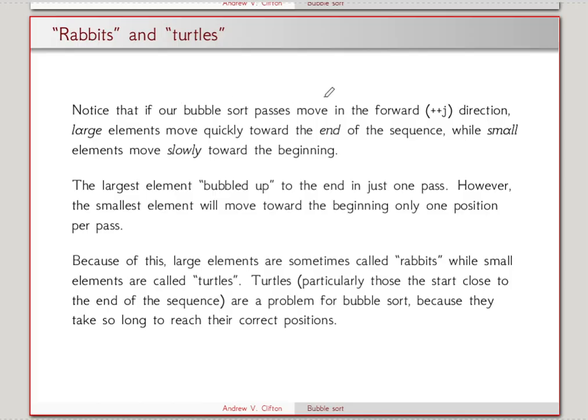One thing to notice is that if our bubble sort passes move forward, then large elements move quickly. Big things move towards the end fast, but small elements take longer to get dragged back towards the beginning. In a single pass, big things will move a long range towards the end, but small things will only move one step at a time towards the beginning. Because of that, large elements are sometimes called rabbits because they move fast, and small elements are called turtles. Turtles are a bit of a problem because they take a long time to get to their correct positions.